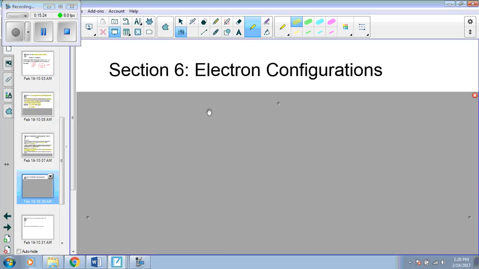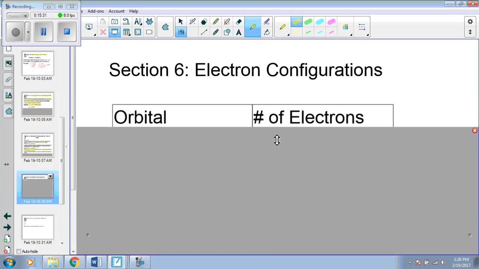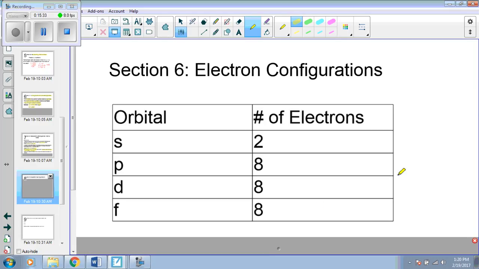All right, and then the last section we're going to talk about is electron configurations. The first thing you guys are looking at are the orbitals and the number of electrons that can be held within each orbital. For this course, we are only going up to 4 orbitals. They're represented by S, P, D, and F. The one unique one is that first orbital. For that first orbital, we know it's only going to hold 2 electrons.